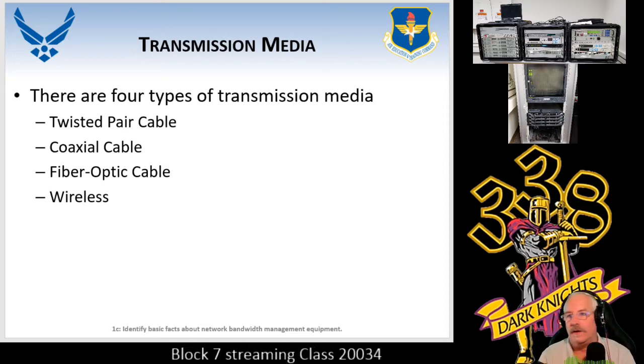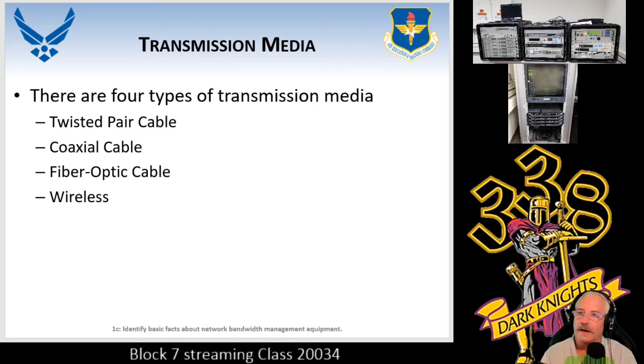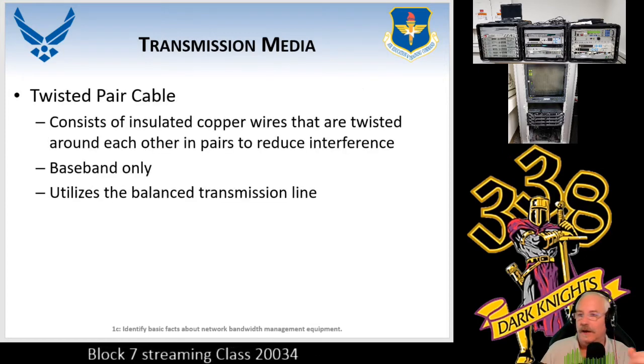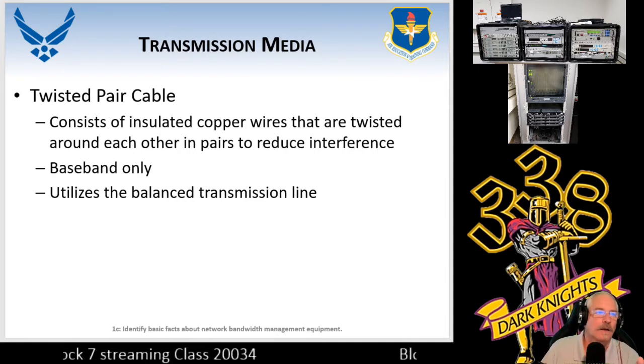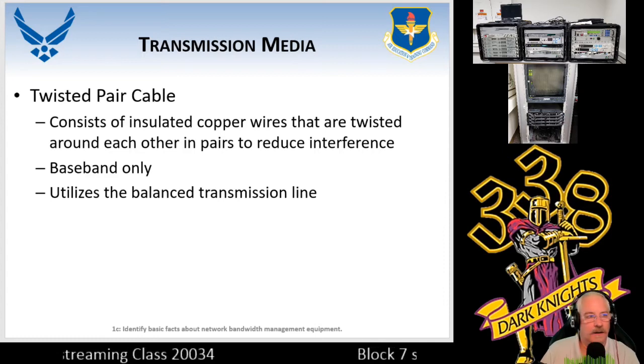There are 4 different types of transmission media. We got twisted pair, coax, fiber optic, and wireless. Let's look at each one of them. Twisted pair is pretty easy to understand. This is a balanced line, and pretty much, the faster you want it to go, the more twisted you've got to get it. That's the difference between Cat 5 and Cat 6.